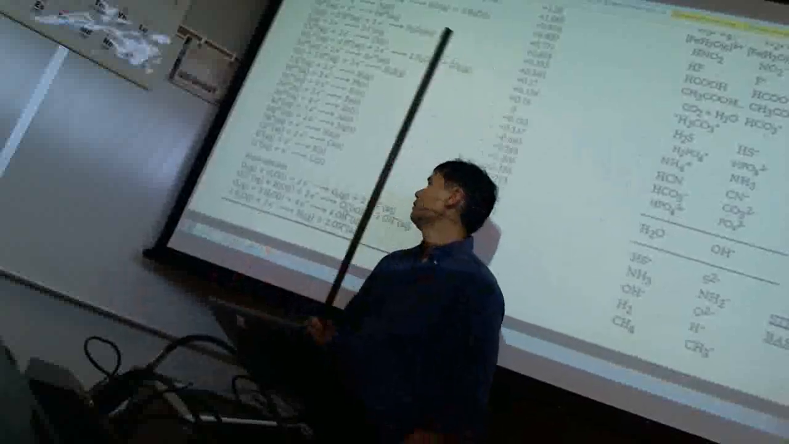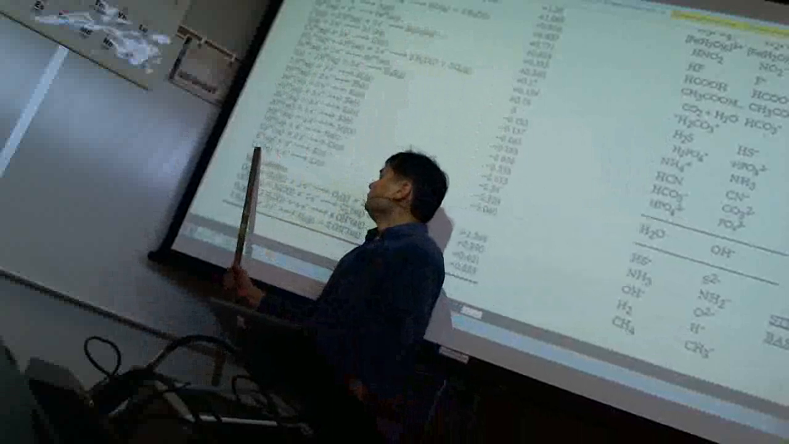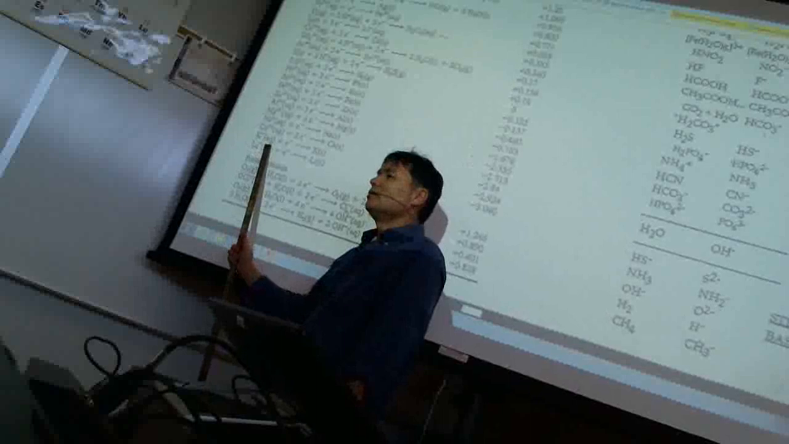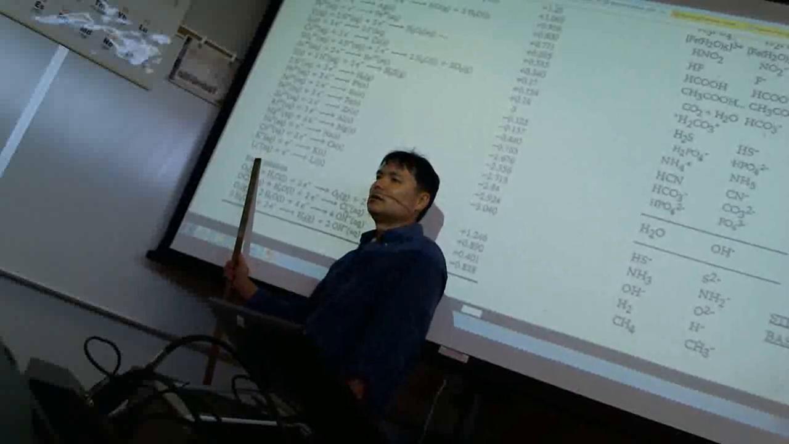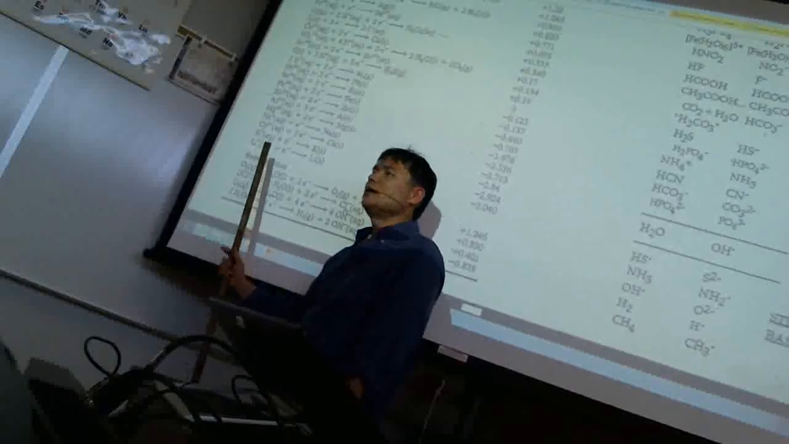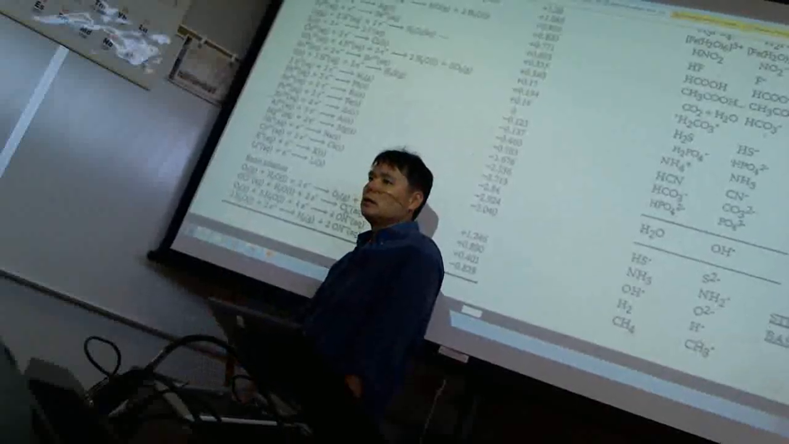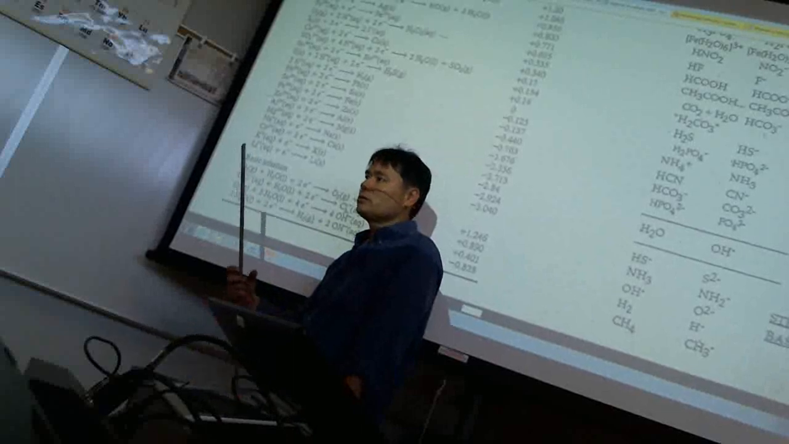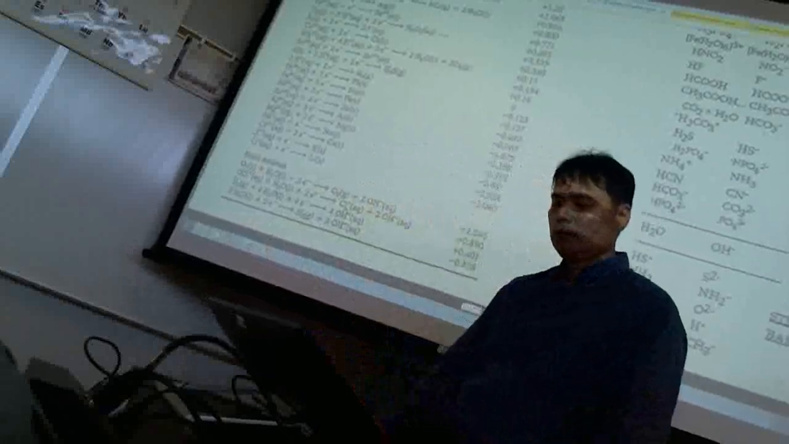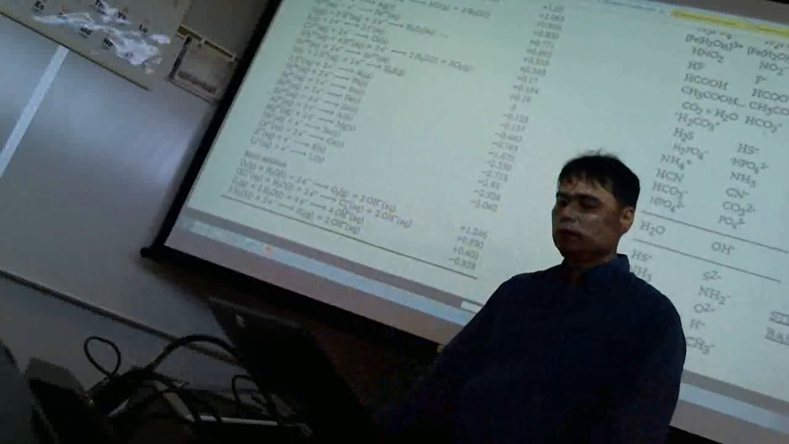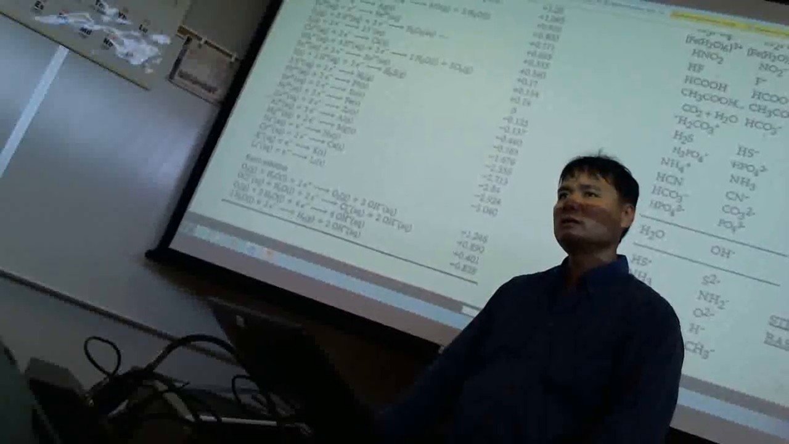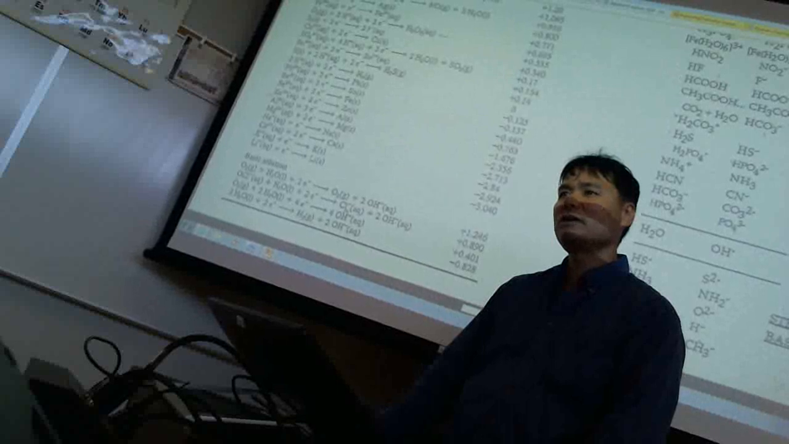And so it turns out that Li+(aq) is a lot more stable than K+(aq). Do you know why? Li+(aq) is a lot more stable than K+(aq) because of its small size. Do you guys remember hydration and solvation from chapter 13? Hydration and solvation.